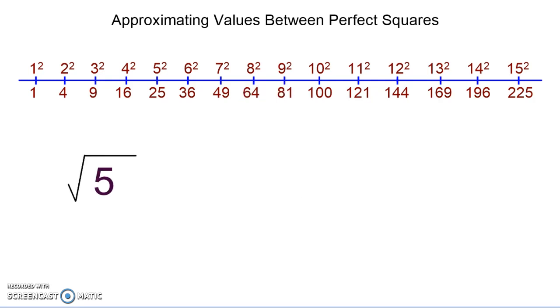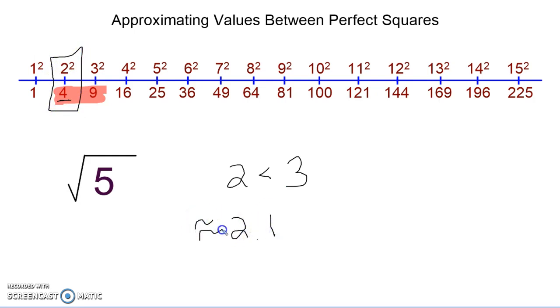Another example here, we have find the square root of 5. 5 is not a perfect square, so if we want to approximate, we know it's between 4 and 9. Is it closer to 4 or closer to 9? We know it's closer to 4, which means its square root is going to be between 2 and 3 because its square is between 4 and 9. And because it's closer to 4, that means it's going to be closer to 2. So we're going to guess about 2.1 because it's close to 2.